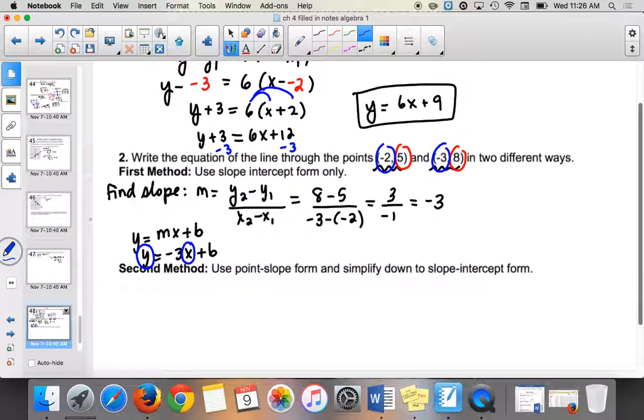It doesn't matter. So how about this table you guys do the first point, negative 2, 5. The back table you guys do negative 2, 5. These two tables go ahead and do negative 3, 8. Let's see if we get the same thing.